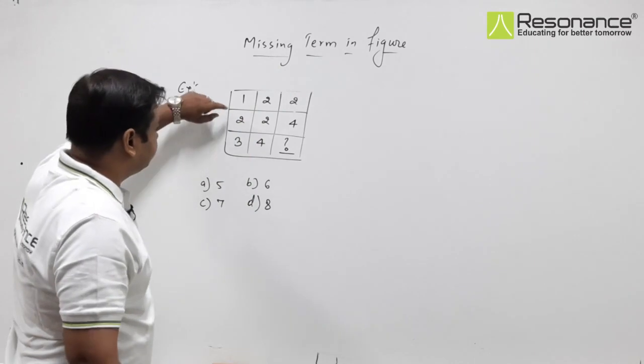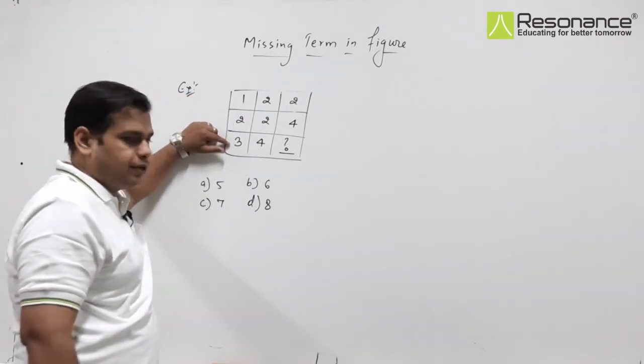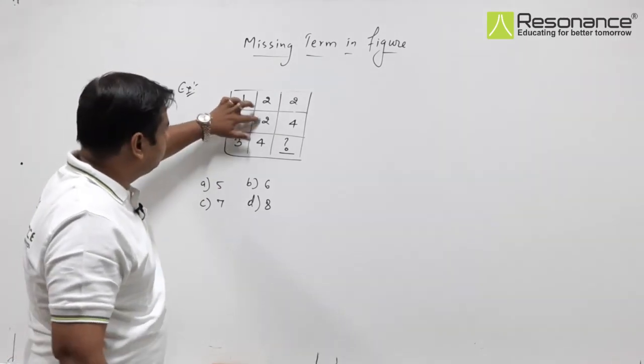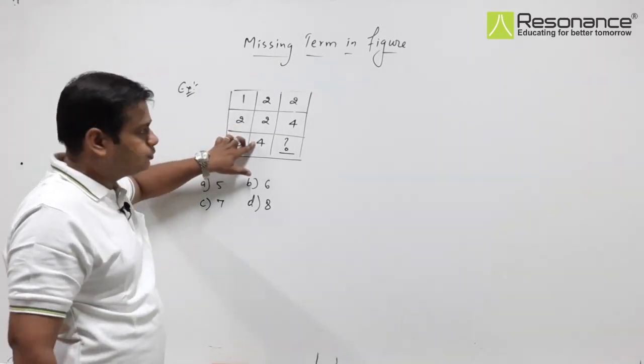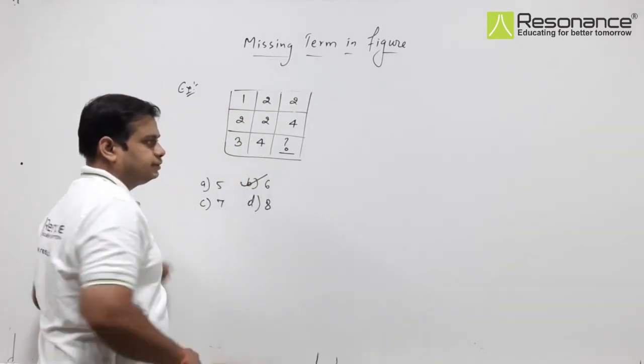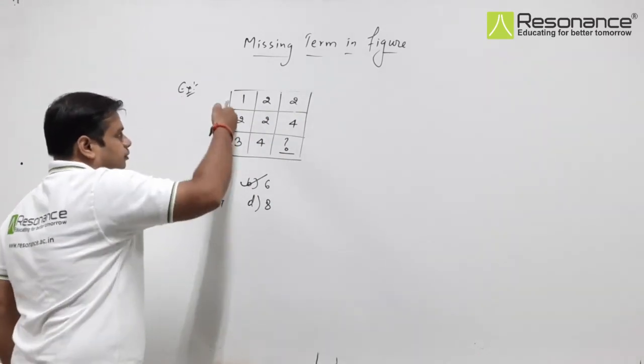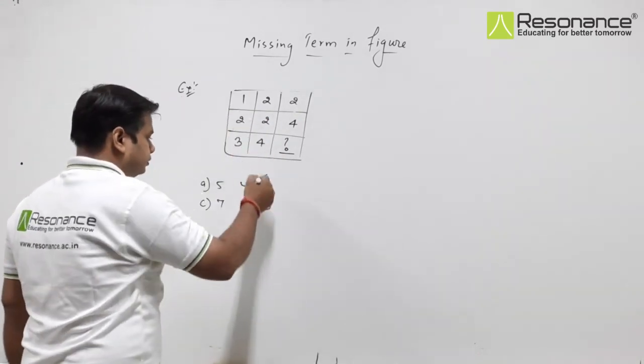As you can see, if we apply column wise, 1 plus 2 becomes 3, 2 plus 2 becomes 4, so 4 plus 2 becomes 6. So according to that, 6 is the correct answer. So we have applied the logic column wise.